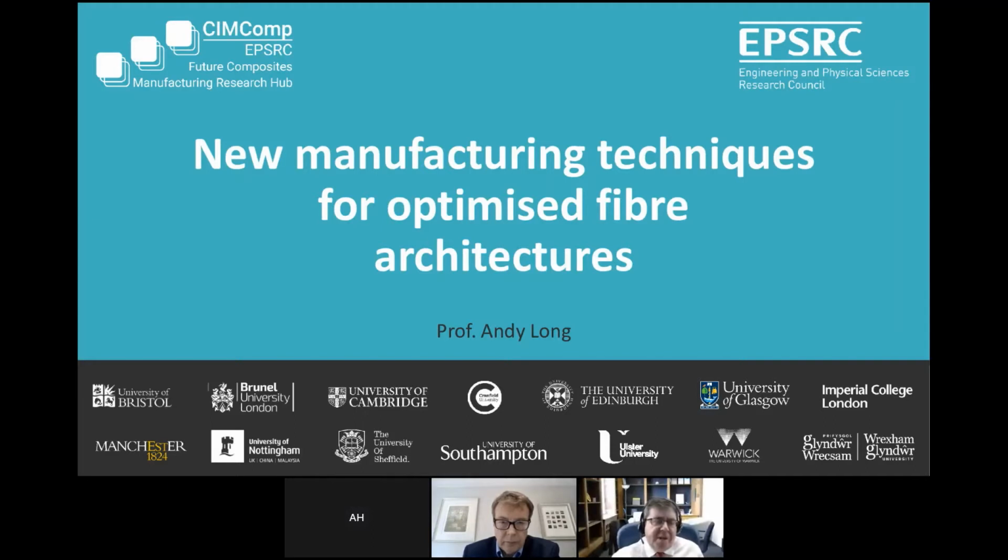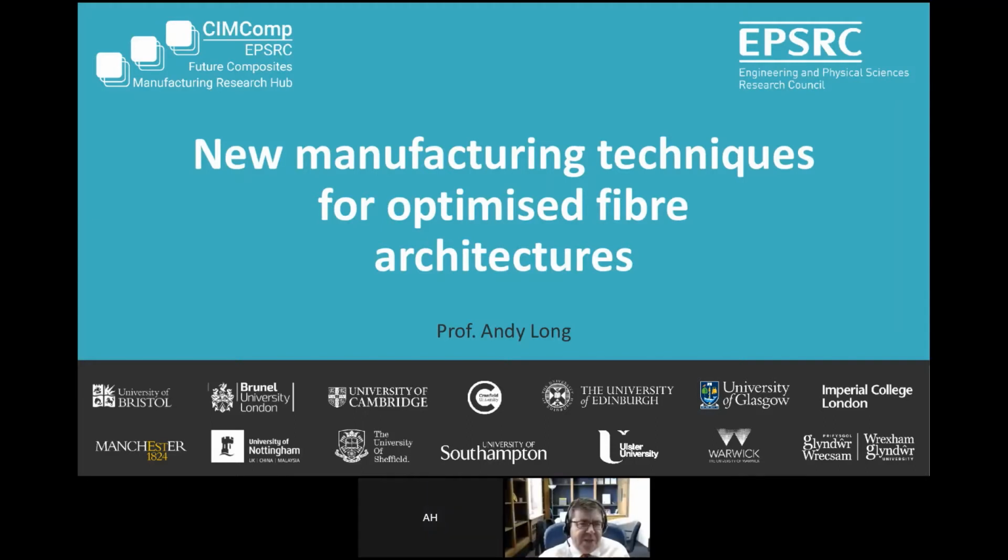So I'm going to give a bit of an introduction to the project, and then my colleagues are going to give you a lot more detail. But the project we're talking about is called New Manufacturing Techniques for Optimized Fibre Architectures, and it's really about how do we make particularly 3D preforms for composite materials. How do we improve their performance? How do we optimize their performance? And also, what manufacturing techniques can we develop to make new material forms that give us the properties that we really want?